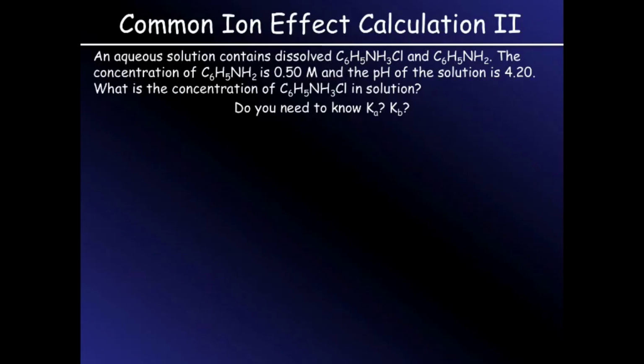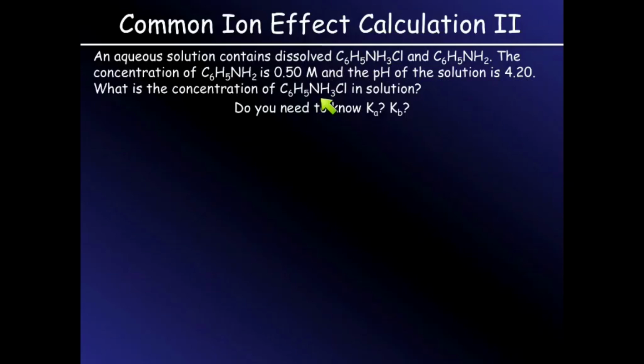Let's look at one other problem that is a little bit different. In this case, we have an aqueous solution that contains these two species. If you look at them closely, hopefully you can recognize that we have an acid here that is found with chloride associated with it and its conjugate base, or we have a base and its conjugate acid. The concentration of this is 0.5 molar and the pH of the solution is 4.20. What is the concentration then of this weak acid?